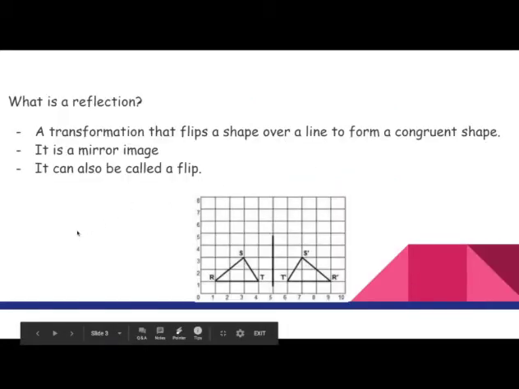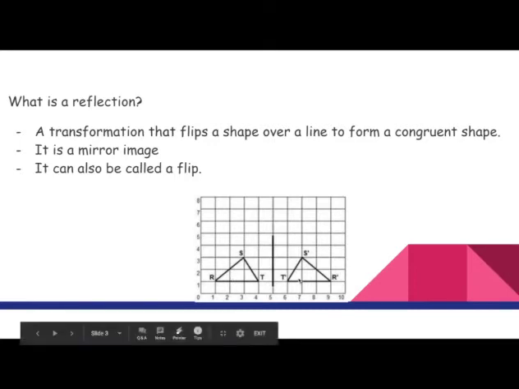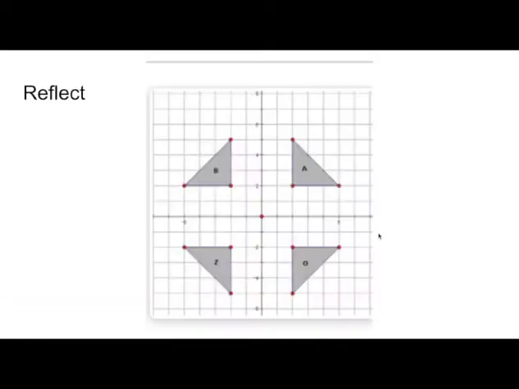So, reflection. It flips a shape over a line to form a congruent shape. It's a mirror image. So, congruent, like you know, is the exact same shape. So, there's the first shape, there's the second. It's the exact same shape. It's just been flipped over a line. See, there's the same space here as there is over there. That shows you how you could reflect 4 different ways.